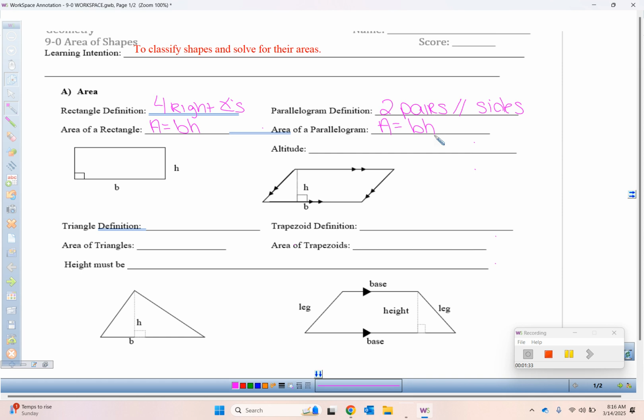Now we're going to talk about altitude just for a second. Altitude is just a fancy name for height. When we talk about an airplane's altitude, we're asking how high is it in the sky. So altitude is just a fancy name for height. And the height is going to be perpendicular to the base. I have the height of my parallelogram here, and you can see perpendicular, which is what creates that 90-degree angle.